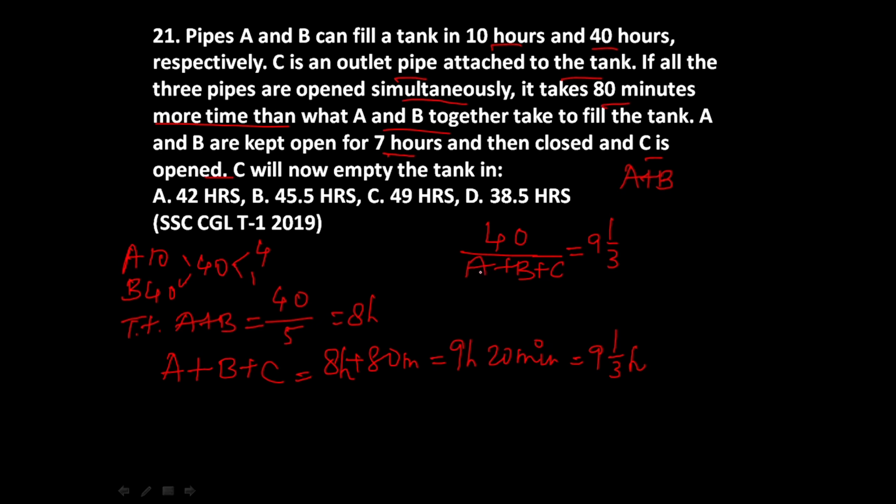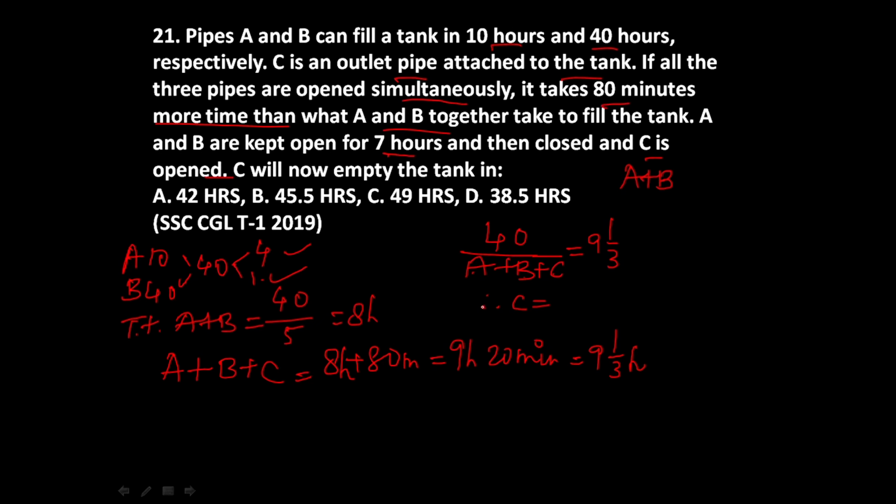The efficiency of A and B is 4 and 1, so 4 and 1 is 5. So 5 plus C. So 40 divided by the combined efficiency is 28 by 3, which gives 35 plus 7C equals 30. So from there we can get C equals 5 by 7.